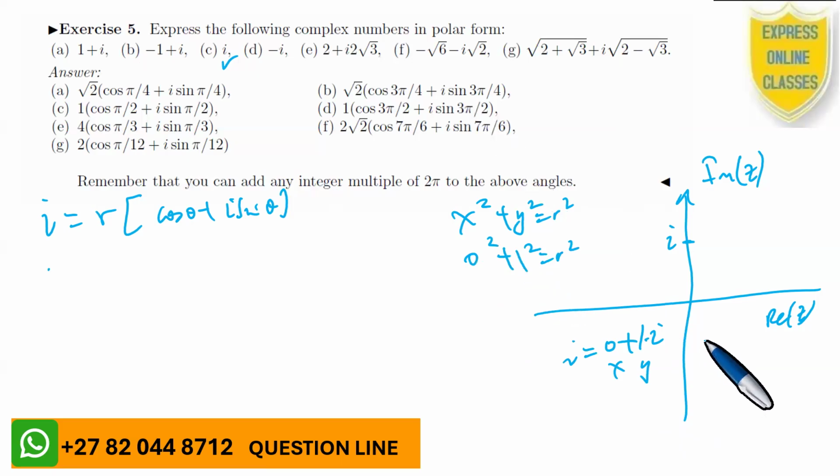Okay, now to explain this one, it is the Cartesian plane. In the Cartesian plane, you plot the complex numbers so that you can see the angle.